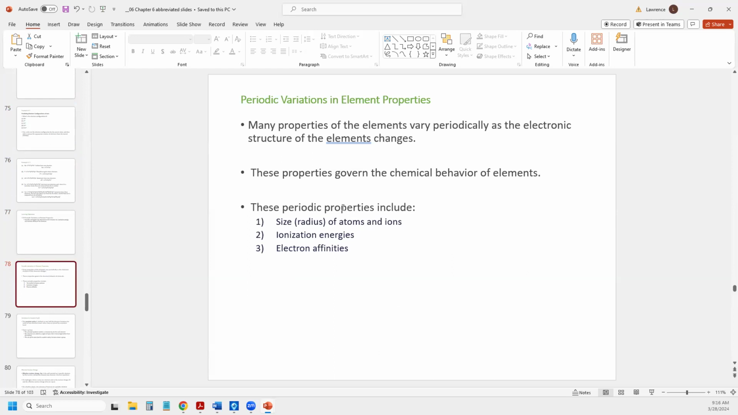So the 3 periodic variations that we're going to look at are the size of atoms and ions. How big are they? Ionization energies. How hard is it to come up and just knock an electron out of an atom? That's ionization energy. Then there's electron affinities. How likely are they to steal an electron from something? That's affinity. How much do they like the electrons that something else already owns?